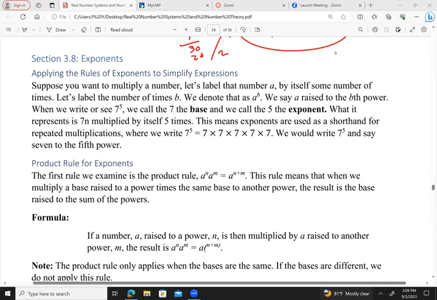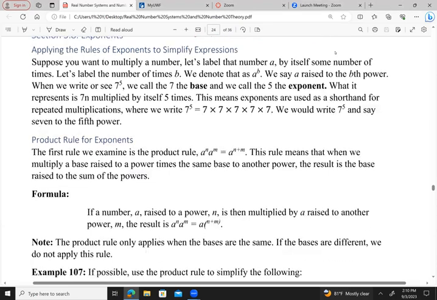When we write or see 7 to the 5th power, we call 7 the base and 5 the exponent. What it represents is 7 multiplied by itself 5 times. This means exponents are used as shorthand for repeated multiplication, where we write 7 to the 5th is equal to 7 times 7 times 7 times 7 times 7. Or we could call it 7 to the 5th power.